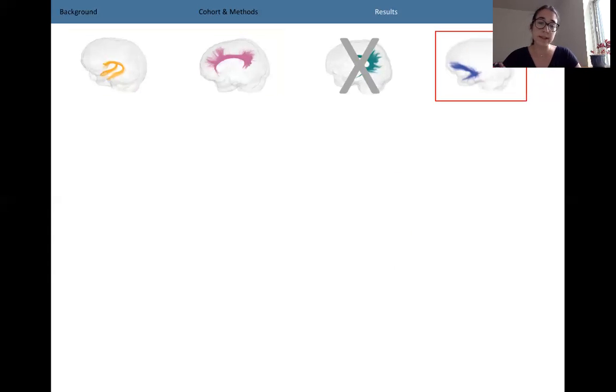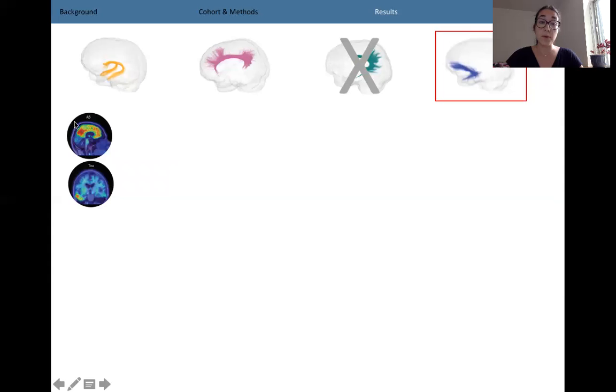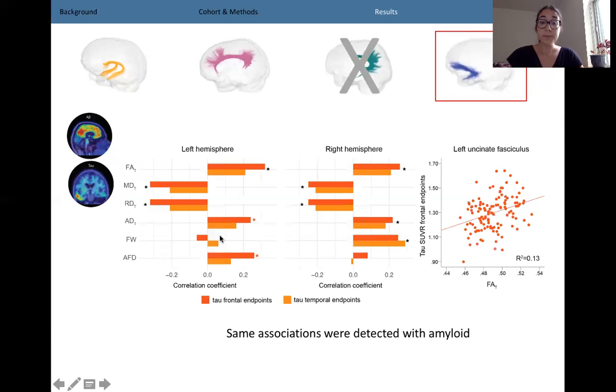Turning to the uncinate fasciculus, this is where we saw the strongest associations. They were present both with amyloid and with tau. The key thing is really that the directions of association, the pattern that we see, is very similar to the 2 other bundles. So again, here, less diffusivity, less space for our water molecules to move along these bundles is associated with higher amounts of pathology in the brain.